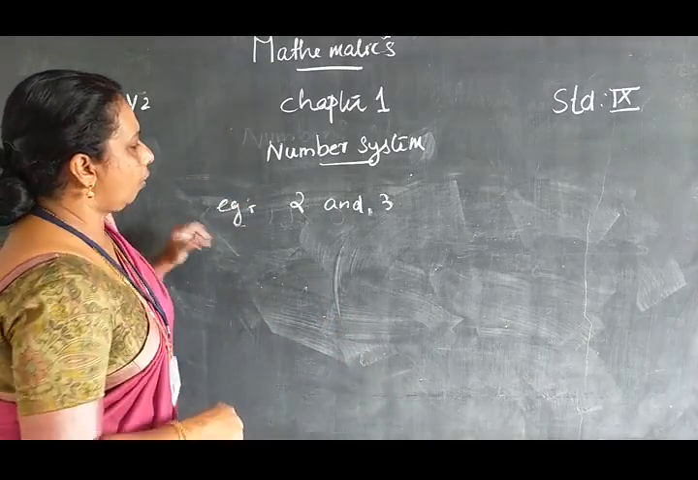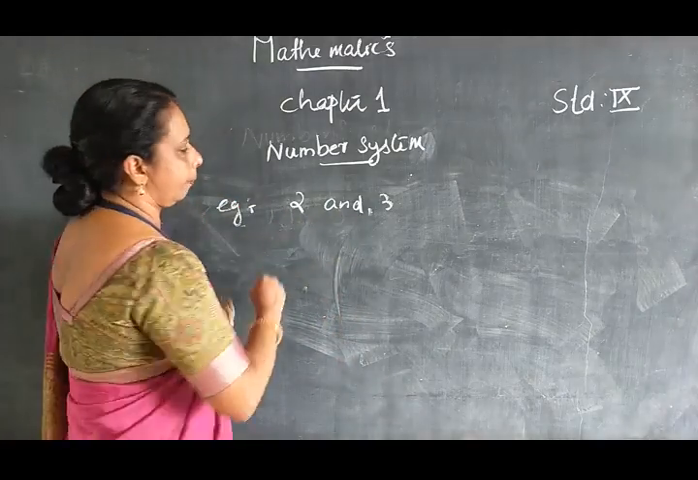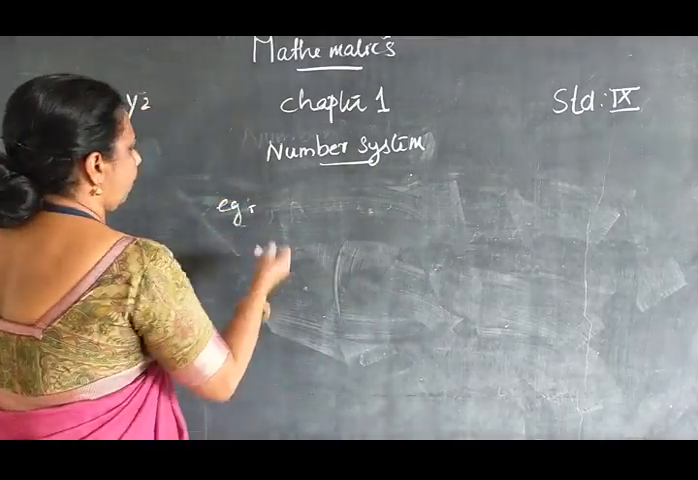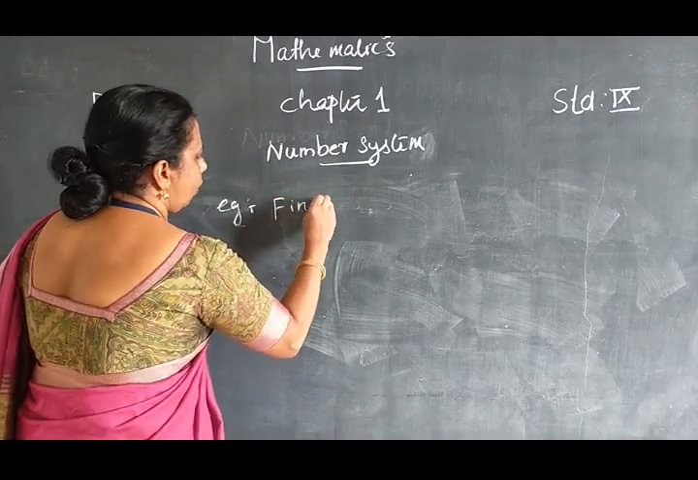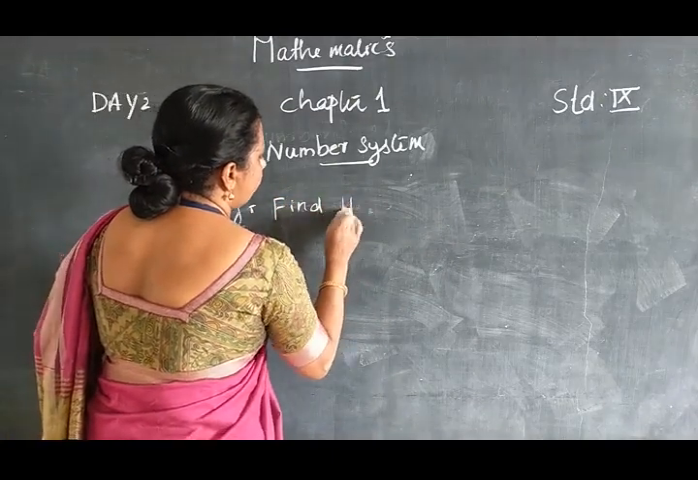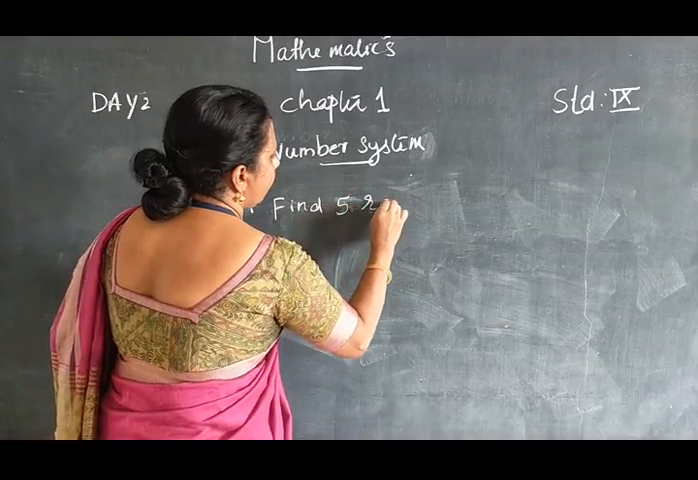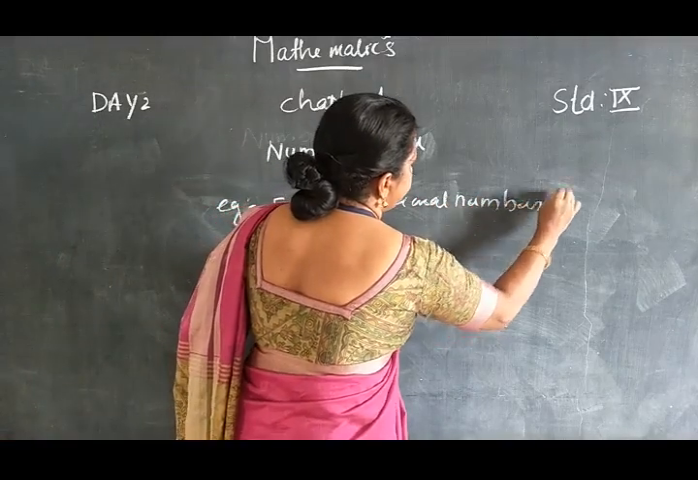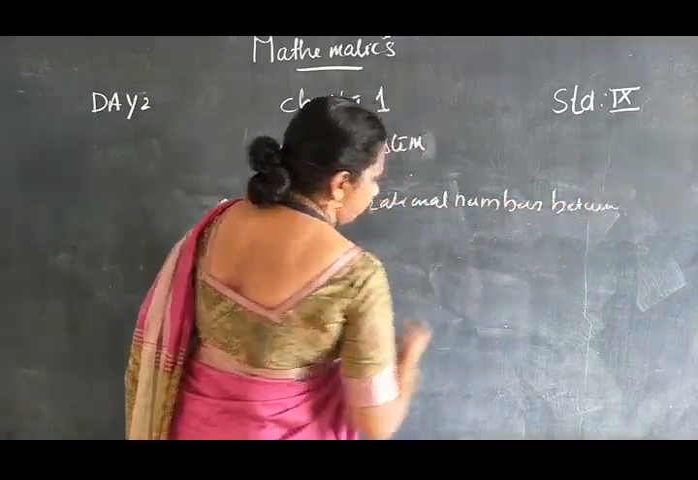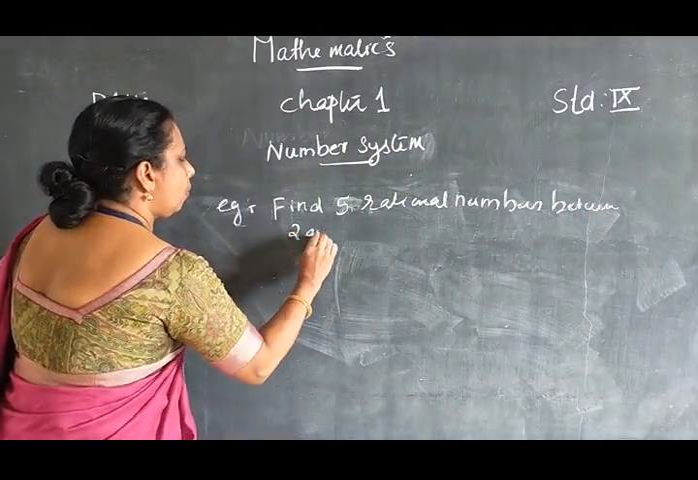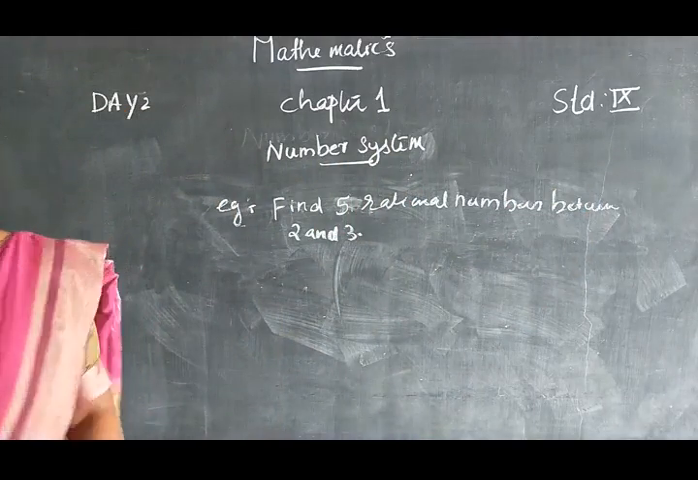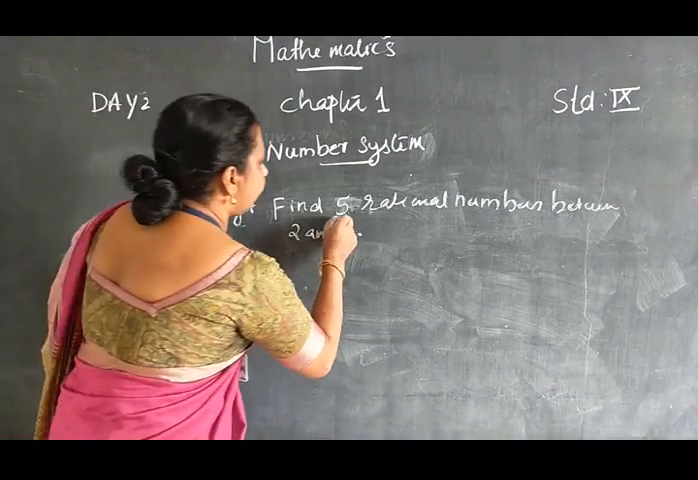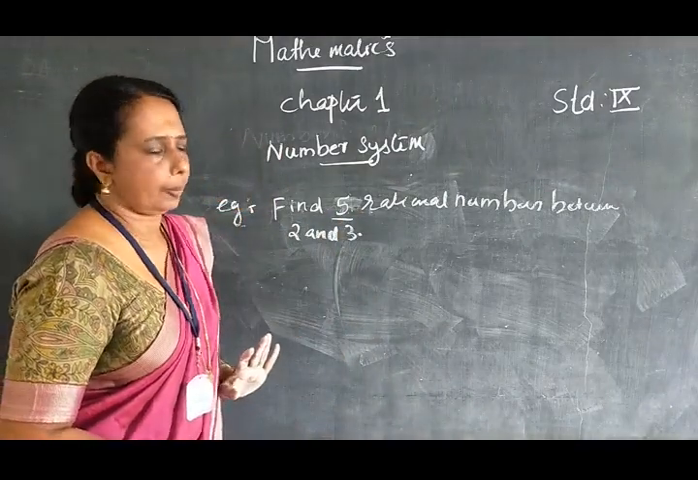Example: find 5 rational numbers between 2 and 3. Listen, all of you. How is it done? Here, we can find 5 rational numbers between 2 and 3.